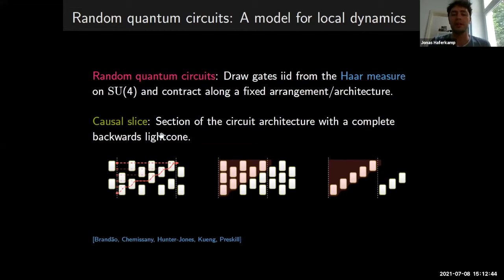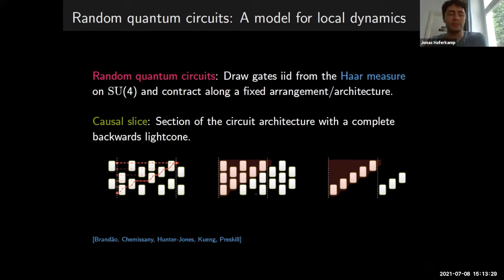And this complete backward light cone is essentially the property that you have some qubit such that every qubit can be connected via paths leading through gates to this qubit. This property is what we call causal. So we want to have a circuit architecture that you can decompose into slices, each of which is causal. I should say we display here two-local gates that are nearest neighbor, but of course that's not necessary. That's mostly to make it look prettier. So we also allow for some non-local architectures or all-to-all interactions.